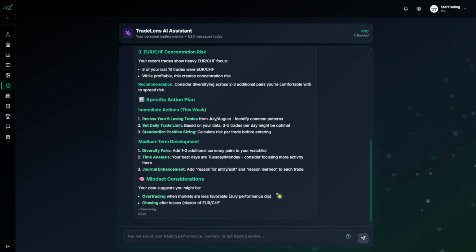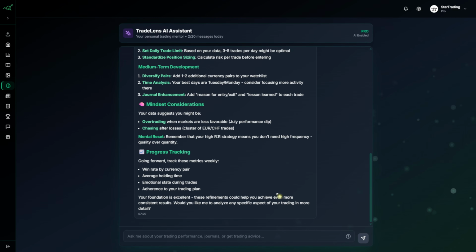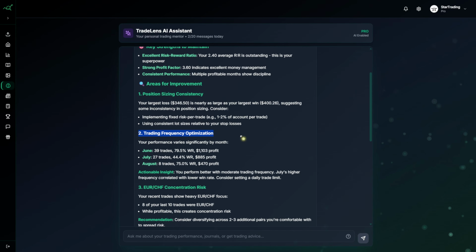Now we're not going to go over everything that the AI is plotting out here, but let me quickly introduce you to one of the most important things. As a quick example, trading frequency optimization. Your performance varies significantly by month. On June it was 39 trades, on July it was 27 trades, and as you can see the win rate drastically decreased. So as a trader, that is going to tell me what was different on this specific month that my win rate significantly decreased. What can I improve in order to have a high win rate and overall just even out the entire statistics?